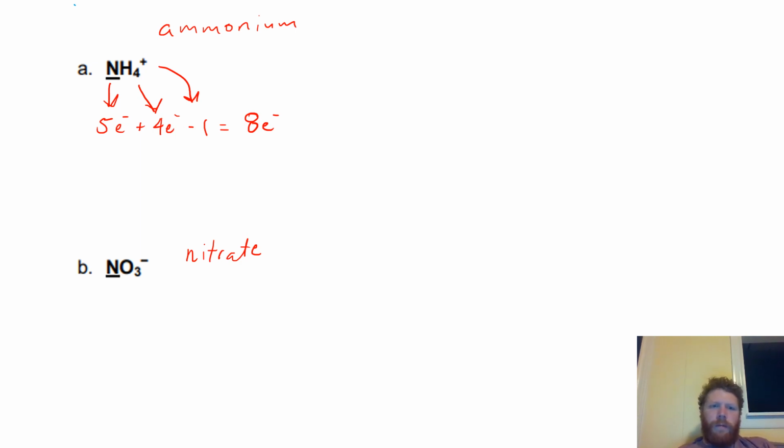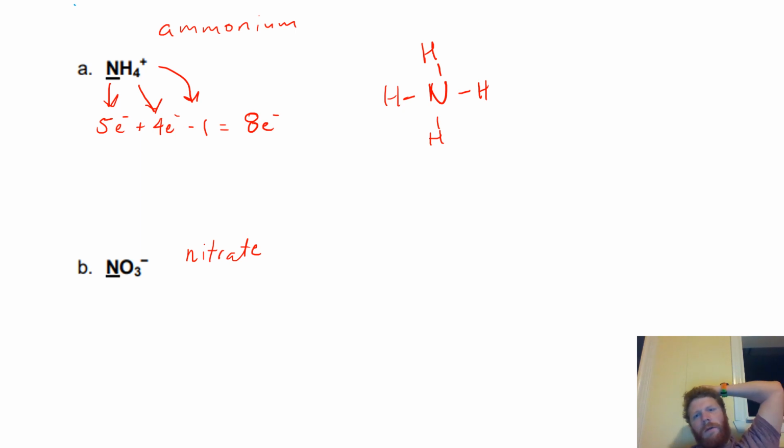Which is our central atom? Well, nitrogen is underlined, so N. Adjacent to that nitrogen, we have H, H, H, H. Does that look good? 2, 4, 6, 8 electrons for all of our single bonds. Now, we had 8 electrons to draw, and we've drawn 8. Well, where does that positive charge come from? Does that positive charge actually land on any specific atom?